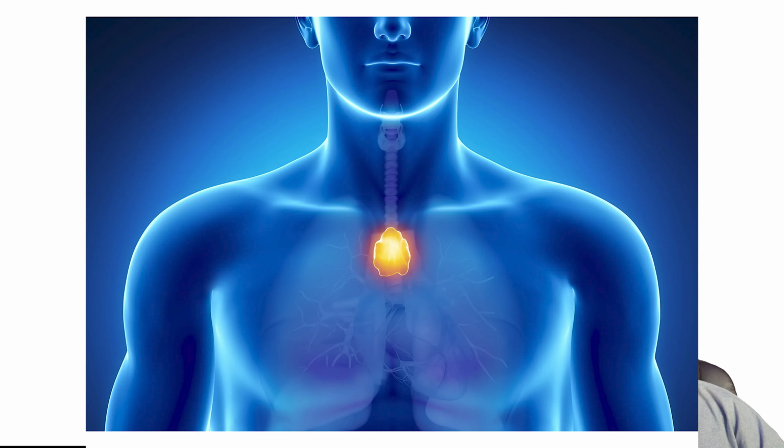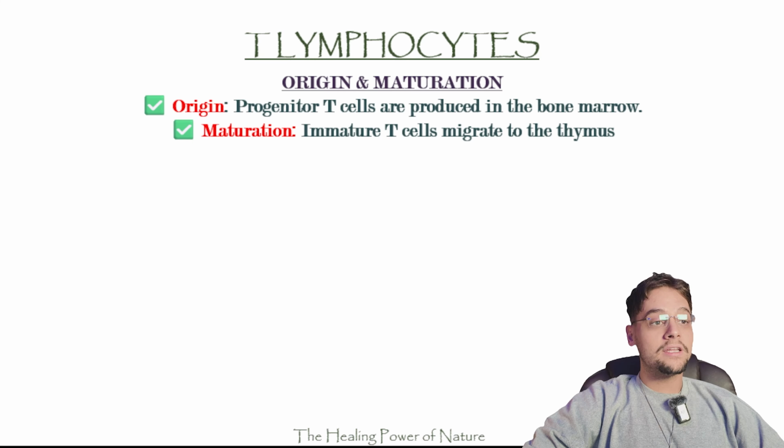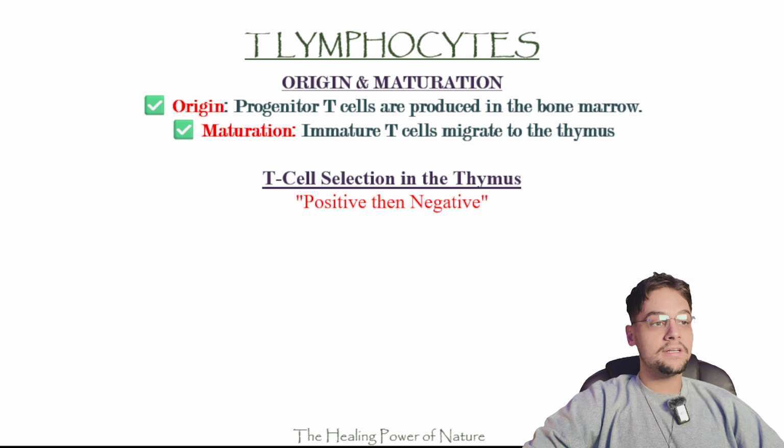So TCR, or T cell receptor, rearrangement occurs in the thymus. Differentiation into CD4 positive helper T cells, MHC class II, or CD8 positive cytotoxic T cells, MHC class I. The maturation happens in the thymus, but they are produced in the bone marrow. So remember, when it comes to T cell selection in the thymus, it goes positive, then negative.